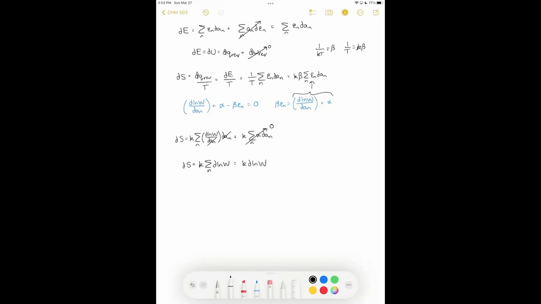And if we remove the differentials here, saying dS is equal to k times d natural log of W is the same as saying S is equal to k natural log of W. So this is how Boltzmann derives this equation. Now that we have this equation, how can we actually calculate entropy? That's going to be the next step.